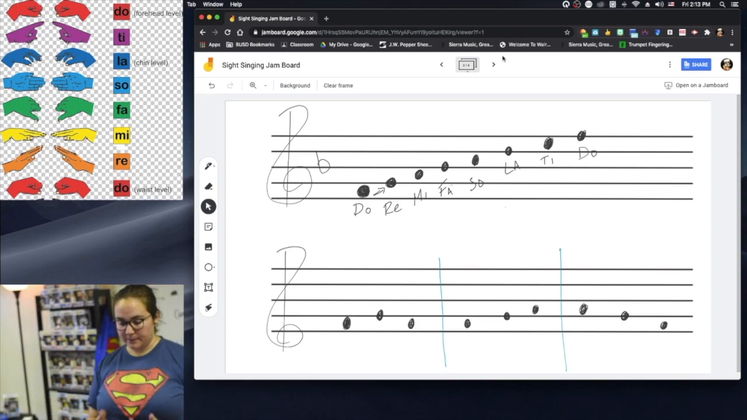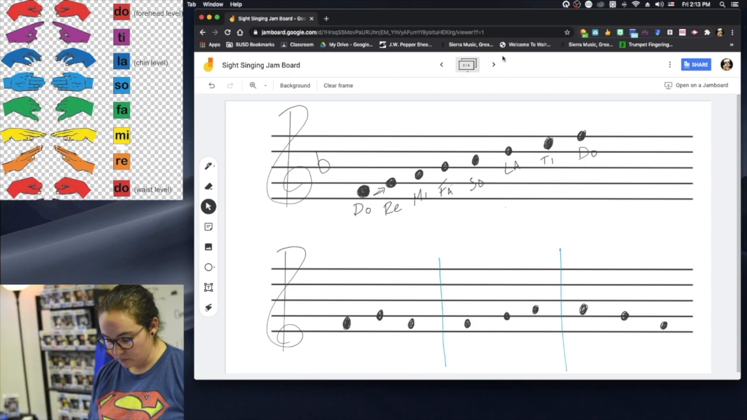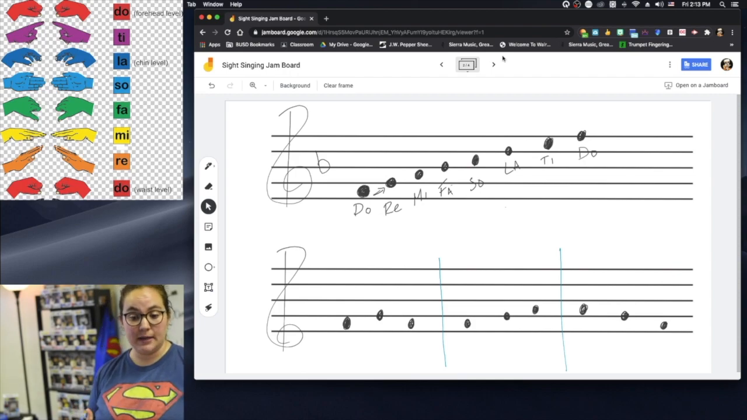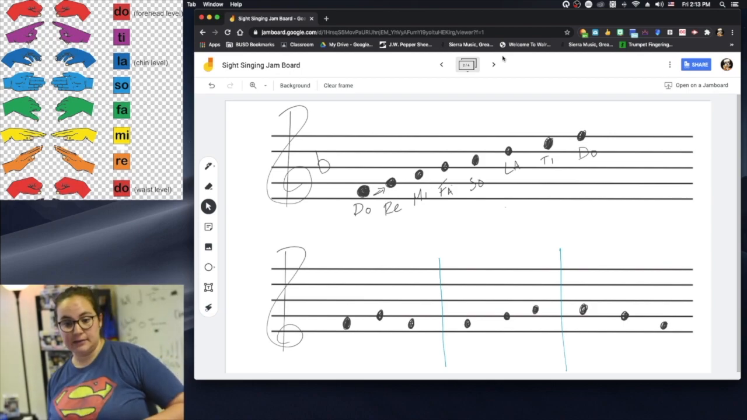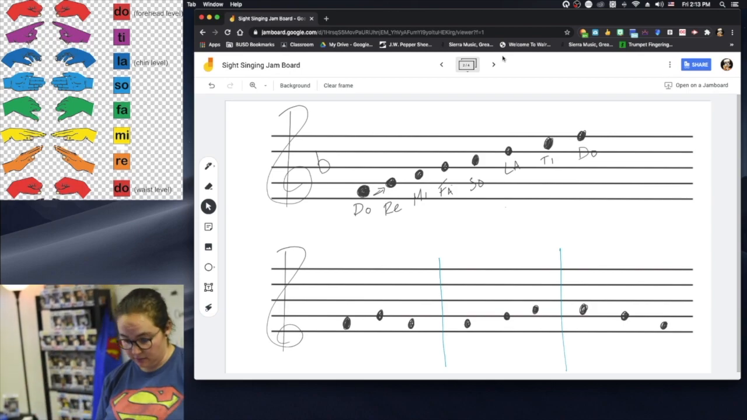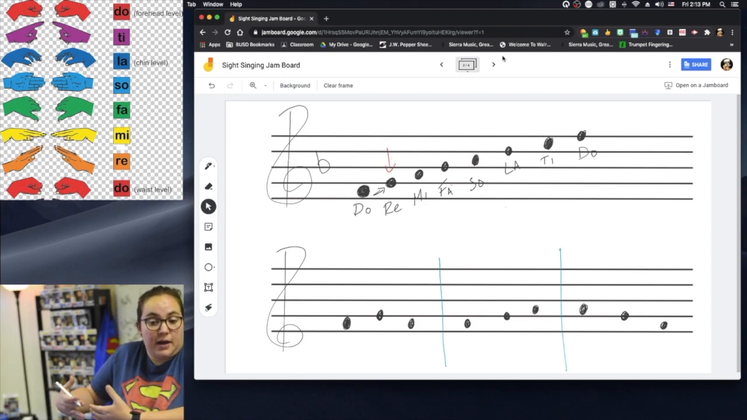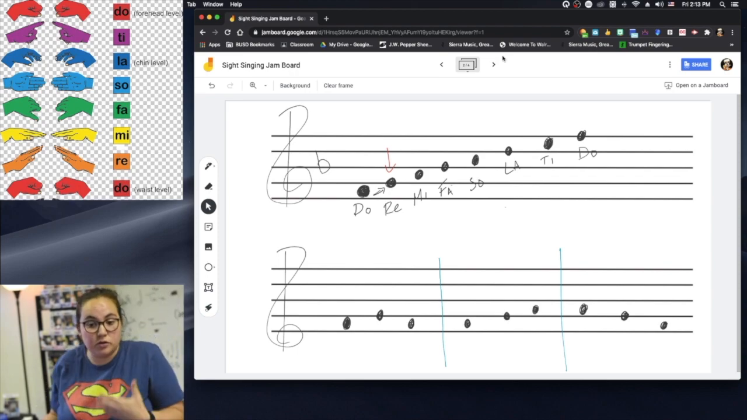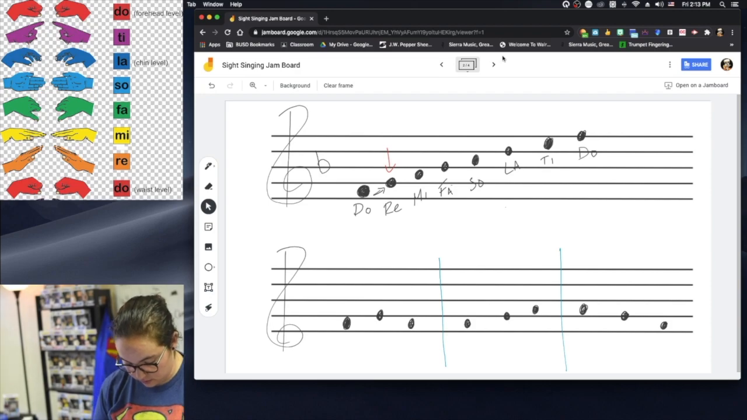So if I look at the example below, we're looking at things that are moving stepwise. That means instead of jumping from do to mi, see how there's a note between do and mi? There's this little guy called re in between there. If we skip re, that would be a skip. But if I'm going a step, I'm going from do right next to re. Those are just a step. So these are steps that we have here.